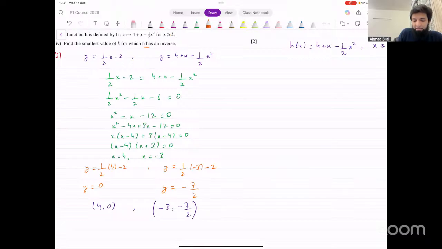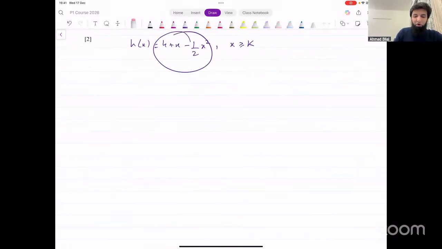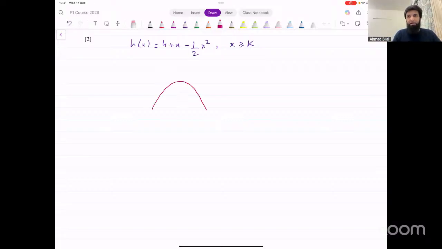When does a function have an inverse? When it is 1 to 1. So we need to find the smallest value of k for which this function would be a 1 to 1 function. That's what we need to figure out. Now, what does this graph look like? It's a quadratic function. It's an N-shaped graph. It would look something like this, right? It looks like this.